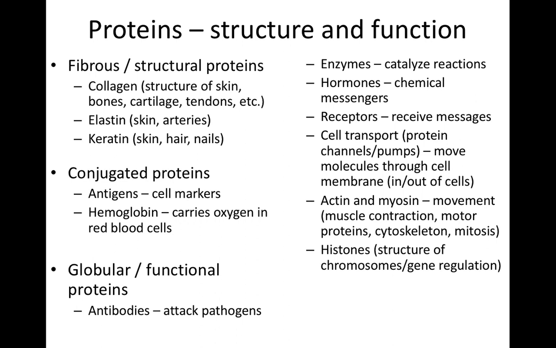Other types of functions include cell transport, moving molecules through cell membranes or moving molecules around cells. Very specialized molecules such as actin and myosin are able to physically move with energy from ATP, and this is how our muscles move, as well as how molecules are moved around within cells. We will also talk later in the class about histones, proteins within our chromosomes that help to regulate the actions of our genes.